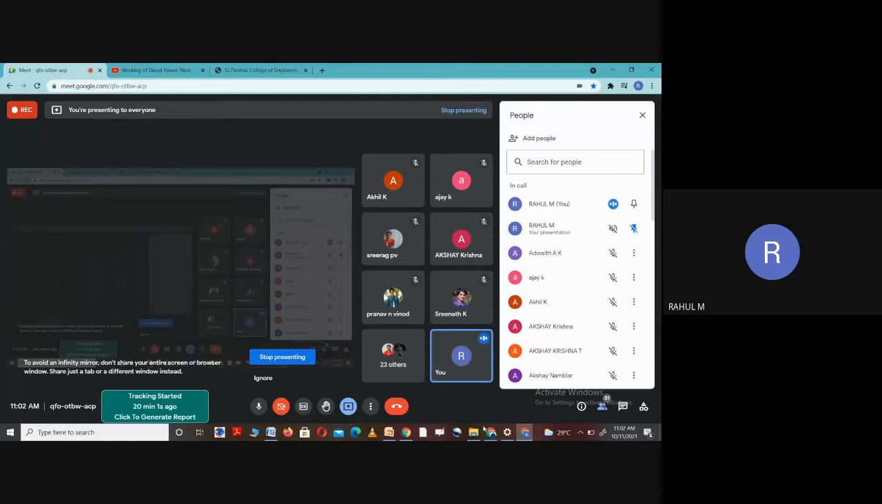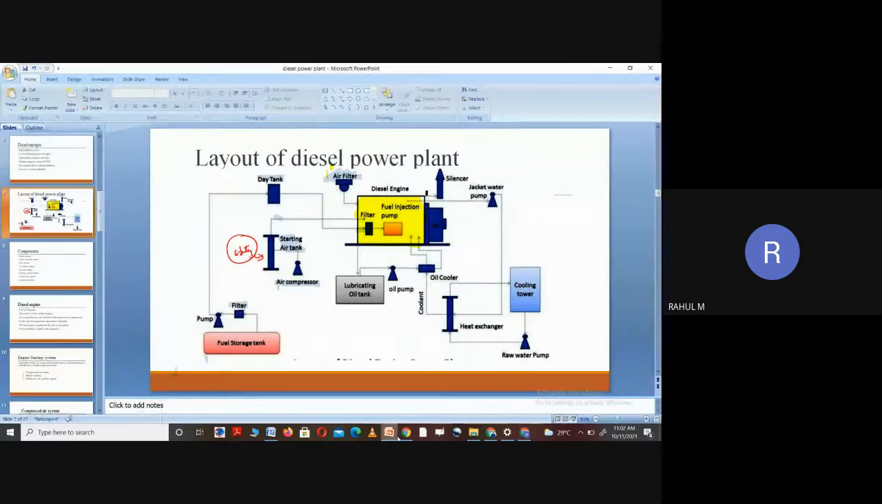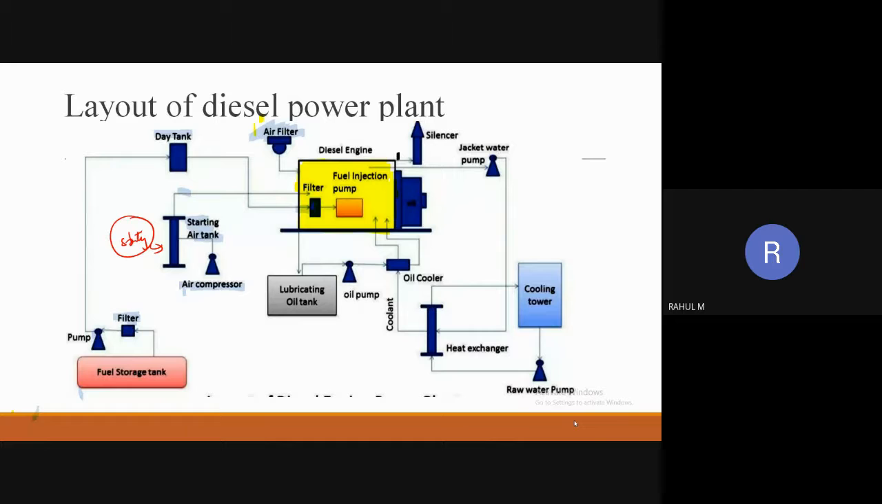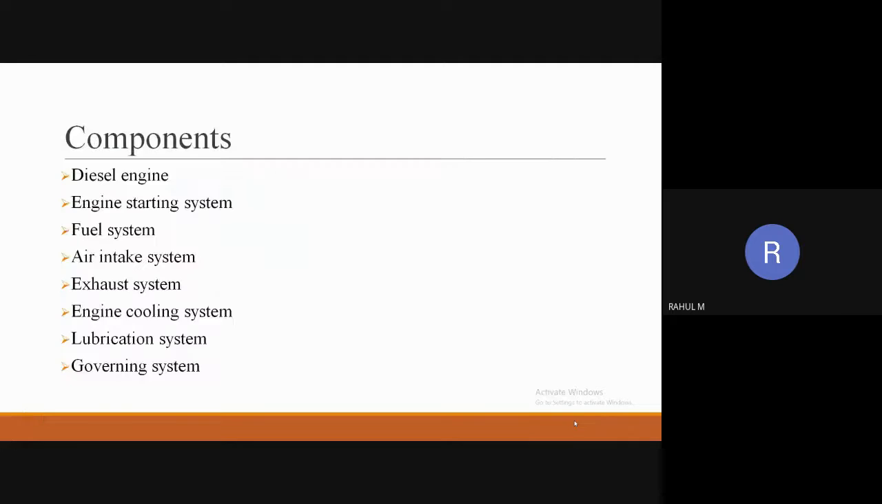Right. Okay. So then we'll see what are the basic components for a diesel power plant. Okay, these are things already said, already covered. So if you want to take a screenshot, you can take it in between. So this is it, the basic components. The diesel engine, already mentioned, because you have a diesel engine.